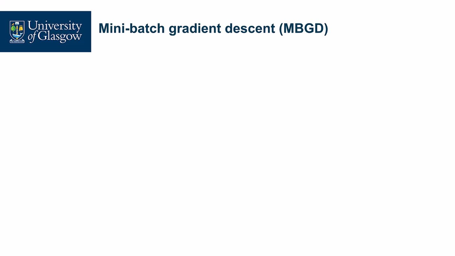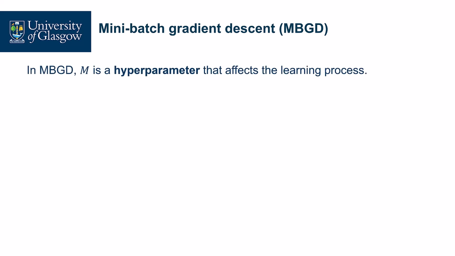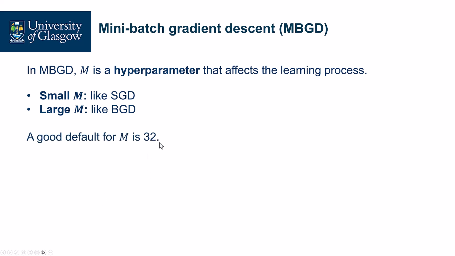So in MBGD, we have a hyperparameter, and that is m. So how many samples do we use in each mini-batch? If we use a small m, the extreme value is 1, this goes to SGD. If we use a large value, for example all the samples, this goes to BGD, right? Normally, a default value of m is 32. This considers the CPU architecture, so that's why it needs to be a power of 2. 32 is often used as the default value.